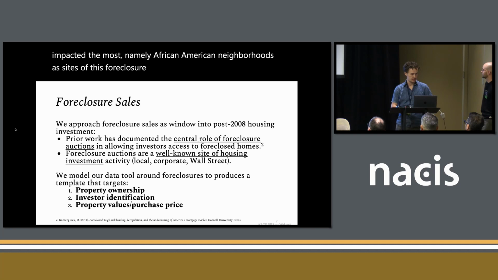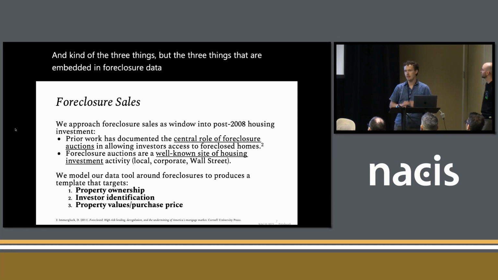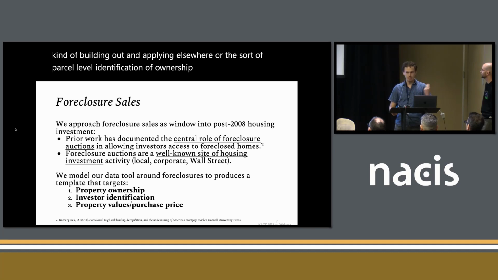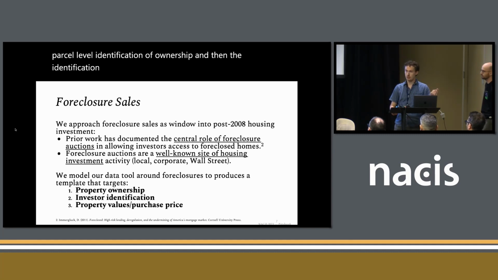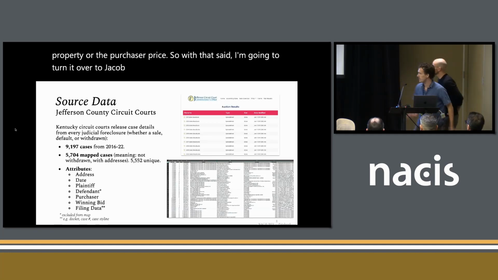as sites of this foreclosure accumulation process. And the three things embedded in foreclosure data that we think make it useful to build out and apply elsewhere are the parcel-level identification of ownership, the identification of the investor attached to the parcel, and finally, building in a capacity to display the value of the property, or the purchase price. So with that said, I'm going to turn it over to Jacob to talk more about our data.